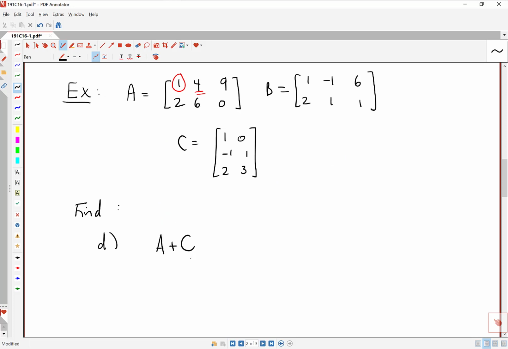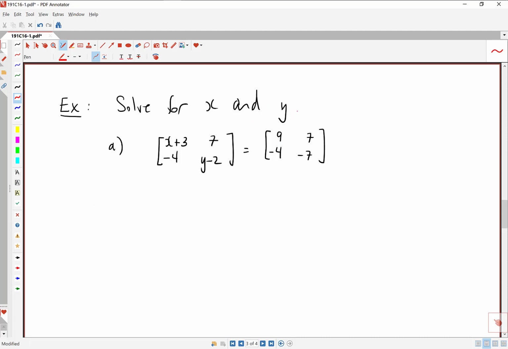So part D, we're going to do one last example here with these matrices. So let's say we want to find A plus C. Well, A plus C is going to be undefined. And the reason is that A and C have different sizes. So when two matrices have different sizes, you're not going to be able to add them or subtract them. And that's why our discussion of size was important. A is a 2 by 3 matrix, whereas C is 3 by 2. So it does not make sense to add those two matrices together.